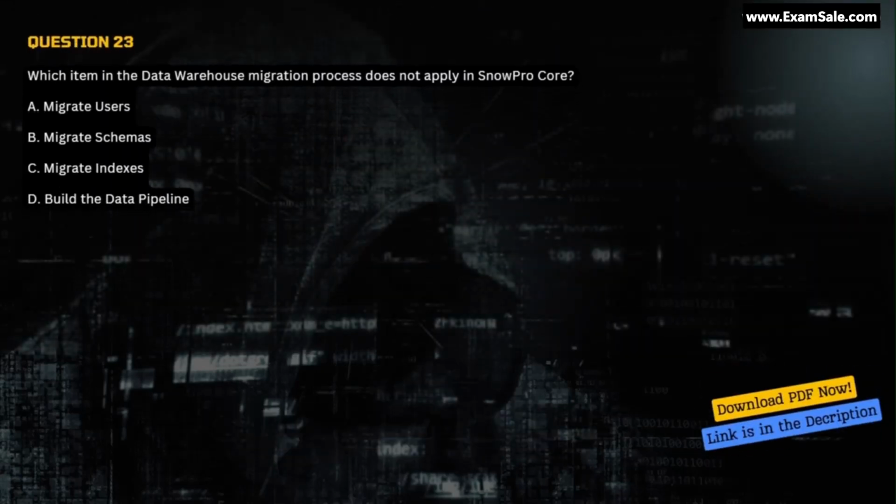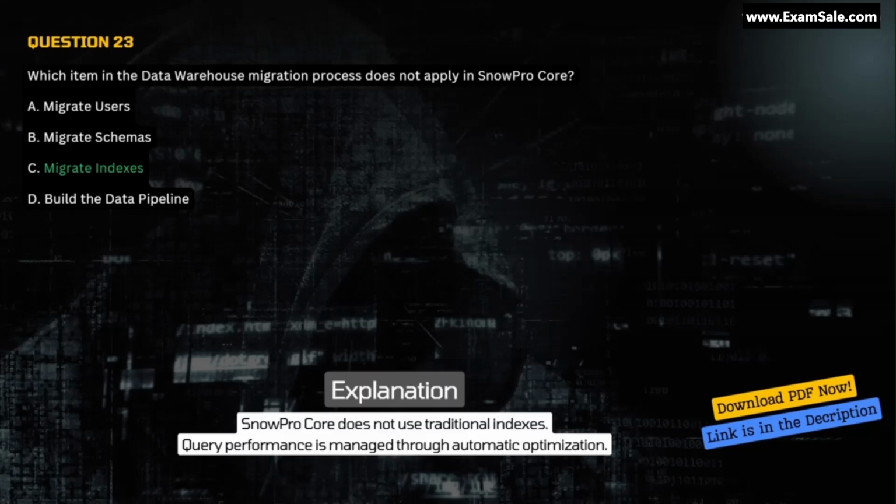Question 23. Which item in the data warehouse migration process does not apply in Snowflake? A. Migrate users. B. Migrate schemas. C. Migrate indexes. D. Build the data pipeline. Correct answer, C. Migrate indexes. Explanation. Snowflake does not use traditional indexes. Query performance is managed through automatic optimization.